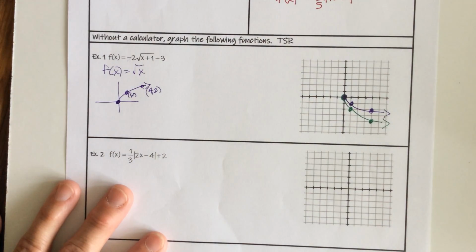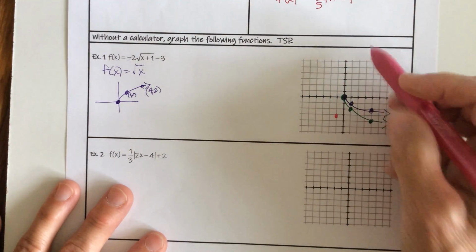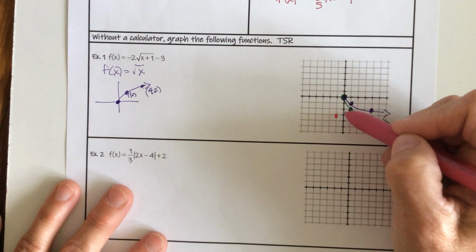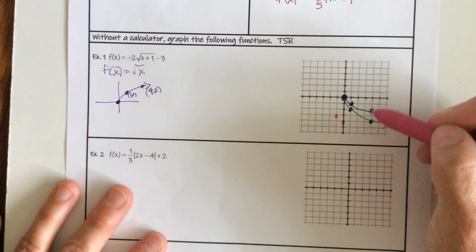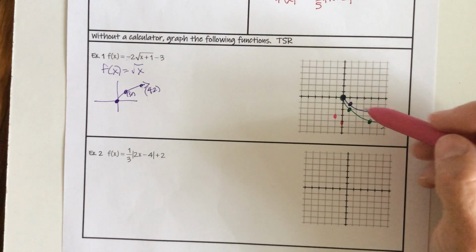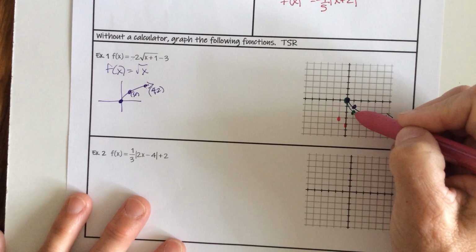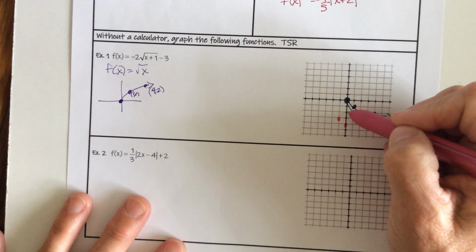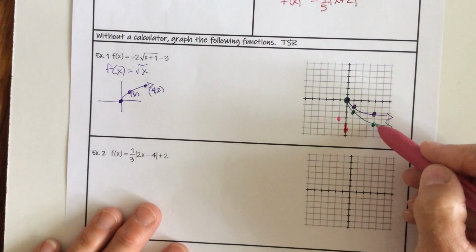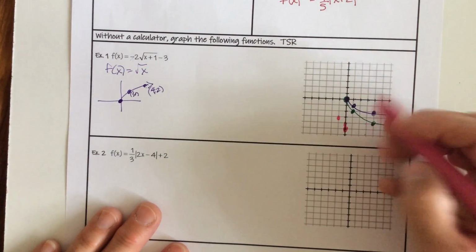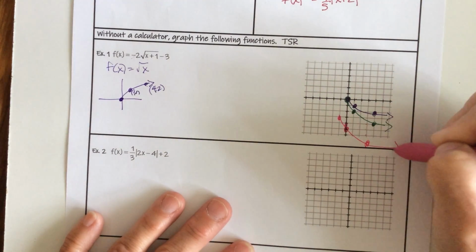I'll get a new color. Left 1, down 3. This point goes left 1 and down 3. This point, hang on a minute, which one am I looking at? I think I used the wrong one here. This point goes left 1, down 3. That point should be right here. And then this point, left 1, down 3. And so my graph looks like this.